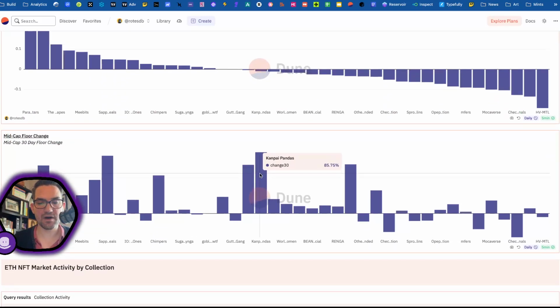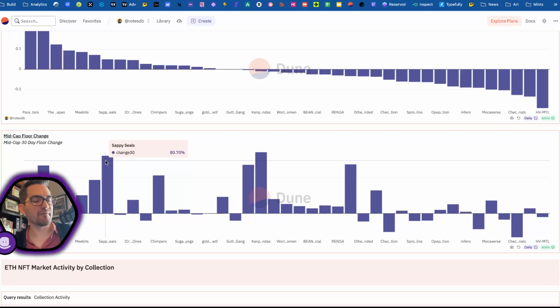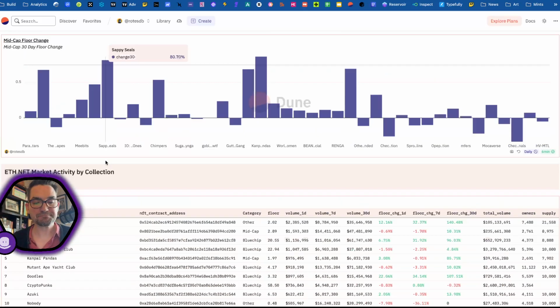And then on the last month, Kenpai Pandas leading the way at 85%, and Sappy Seals up 80%. Sappy Seals really a close tie. They trade almost in parallel to Pudgy Penguins, so I was paying close attention to them. Chart has a little less strength than what I've seen in Pudgy Penguins, but you can still see over the last 30 days they've done well, just because of the narrative of Sappy Seals and cuteness, and similar to Pudgy Penguins for the most part, is what drives that.